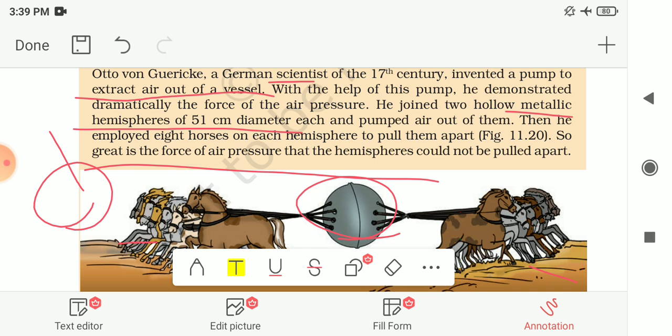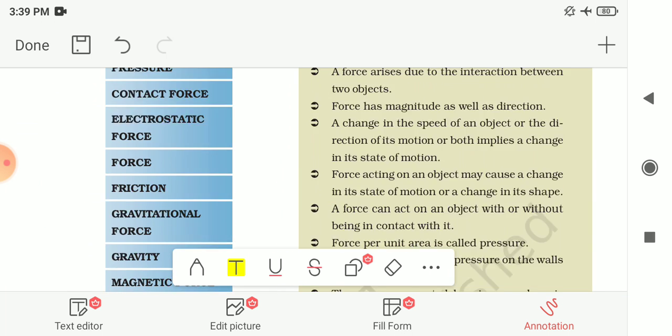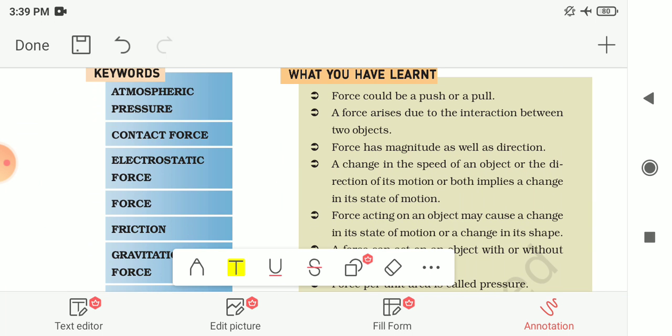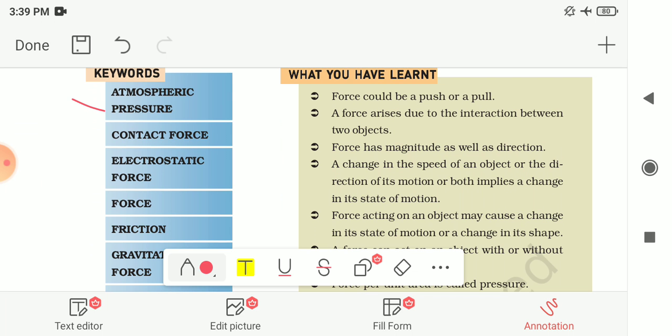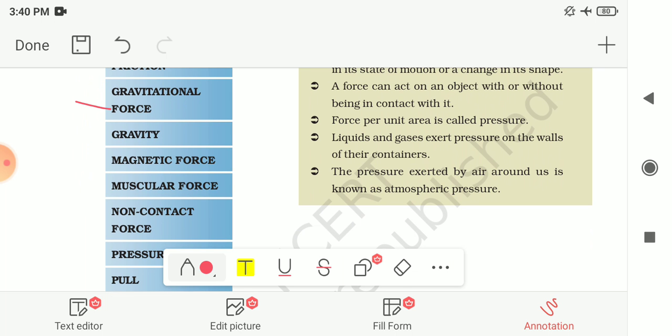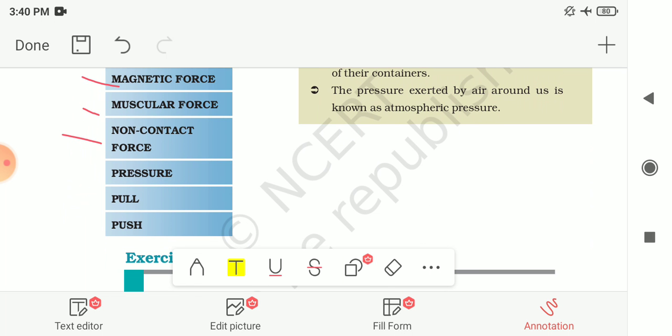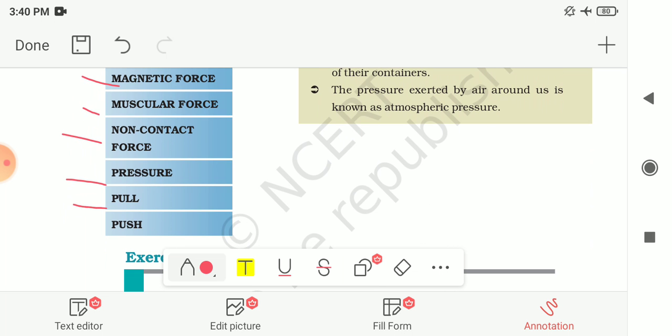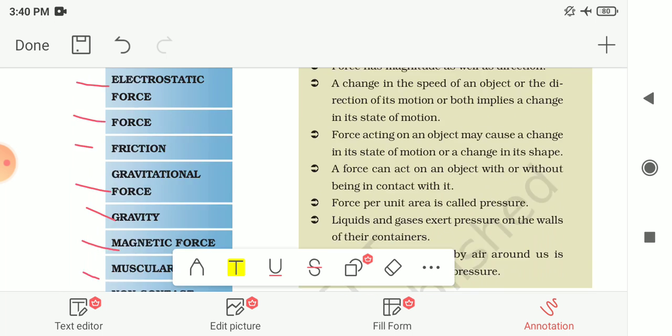So this is about atmospheric pressure. Here our chapter gets over. Here the hard words for this chapter are given to you. You have to write these hard words in your notebook. That is atmospheric pressure, contact force, electrostatic force, force, friction. Next are gravitational force, gravity, magnetic force, muscular force. Then non-contact force, pressure, pull and push. So these are the hard words for this chapter.